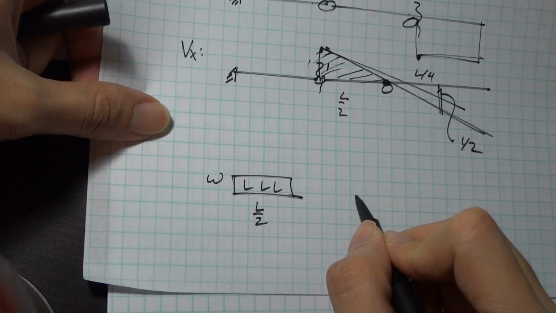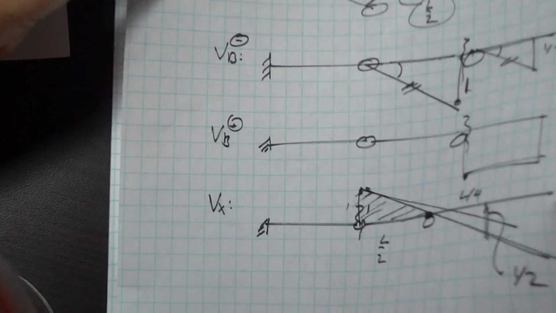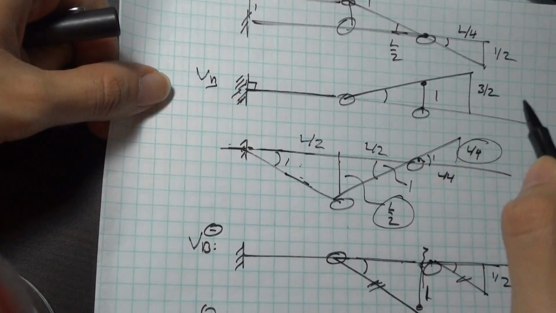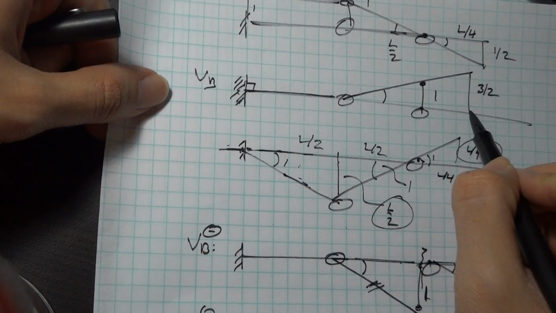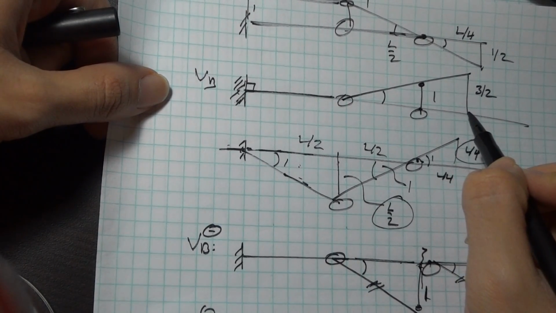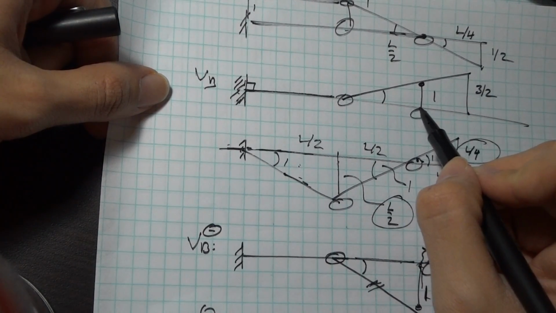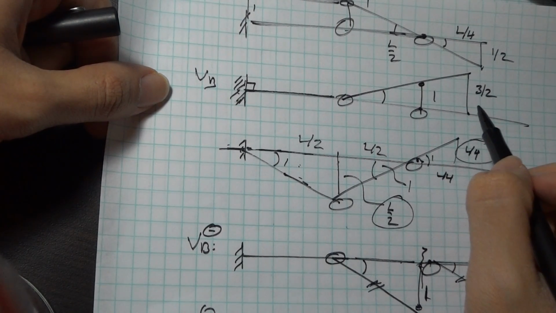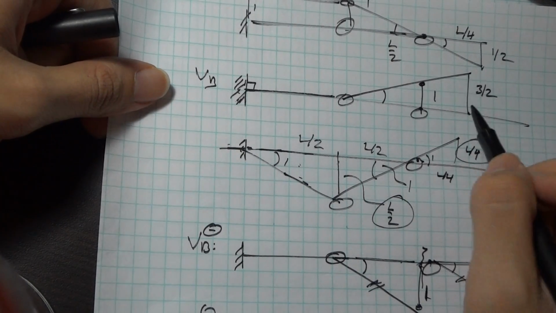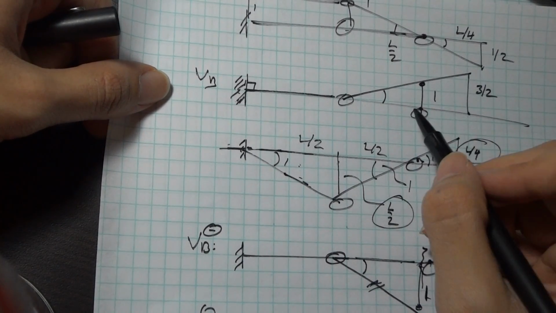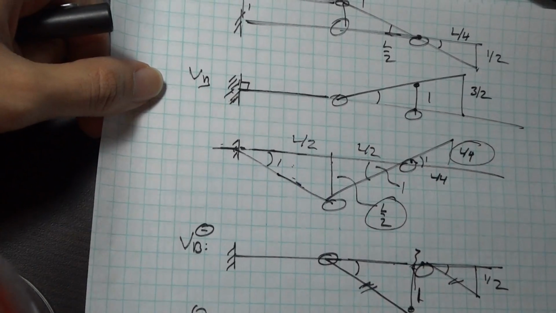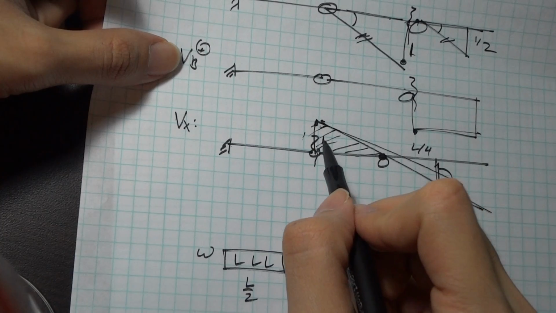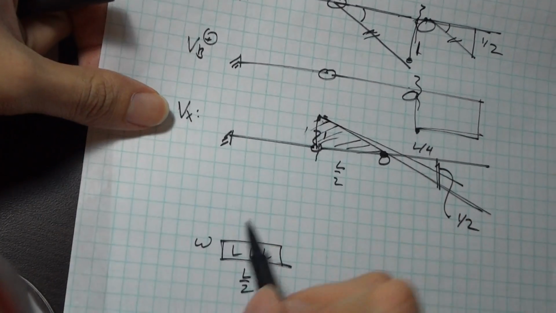Let's say I had a graph like this. This was my VB. This means that if I have a load at this point, a load P, I'll have a reaction at B of 3/2 P. In other words, I just multiply the value of my influence line diagram by my load to get my reaction at B. Same thing here. I'm multiplying the height of my influence line diagram by the load.